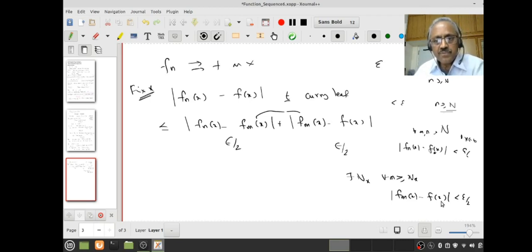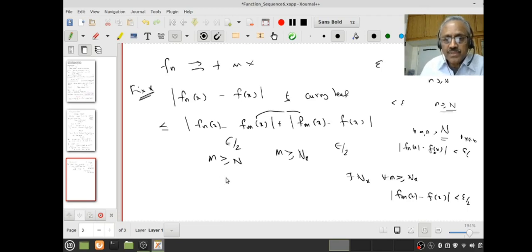Now my t, which is a curry leaf, which is equal to fm x, I have to make sure it satisfies this. For this, my m should be greater than or equal to capital N. This has nothing to do with x. You understand that? This N is got by the uniform Cauchy condition. This capital N has nothing to do with x. But I want this to be less than epsilon by 2. For this, I want m to be greater than or equal to nx. You see that? Therefore, this t depends upon x.